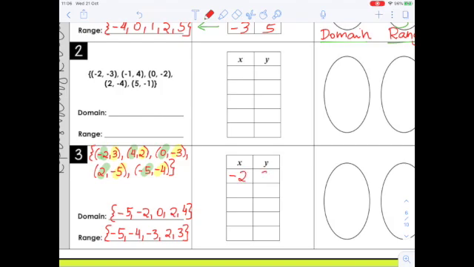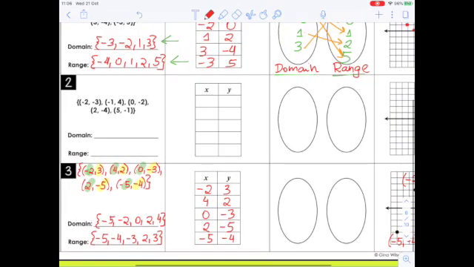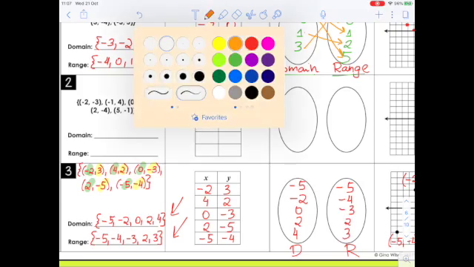Translating this into a table, I can simply copy the ordered pairs: (-2, 3), (4, 2), (0, -3), (2, -5), (-5, -4). For mapping, I have to use my domain and the range that I figured out over here. So my domain is -5, -2, 0, 2, and 4. And my range is going to be -5, -4, -3, 2, and 3.